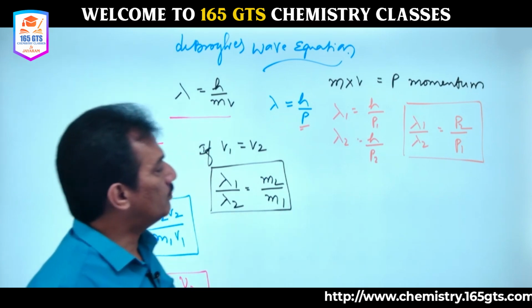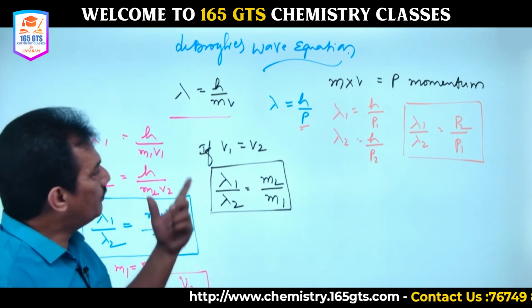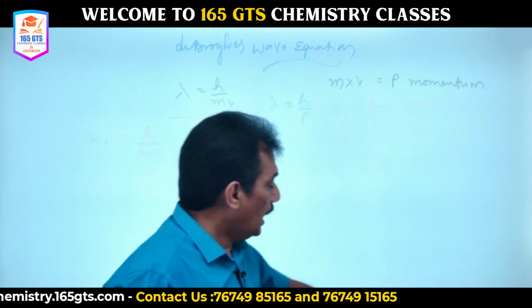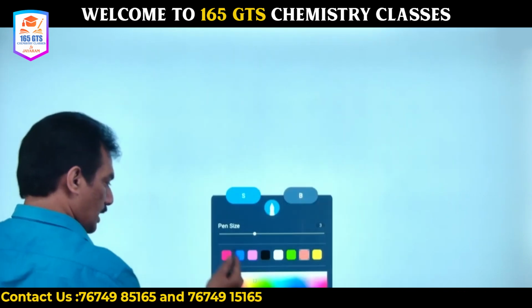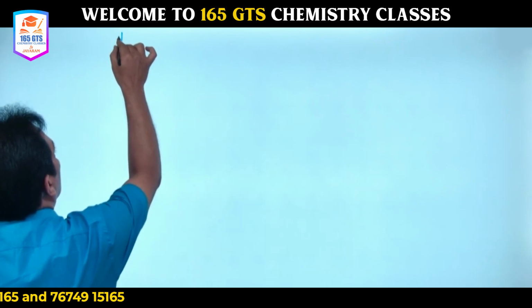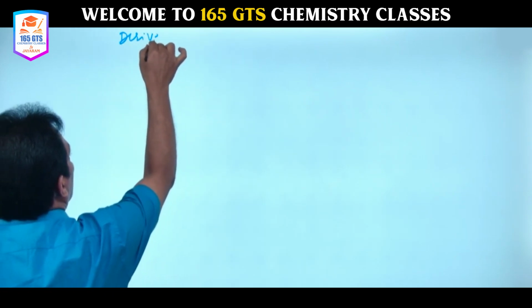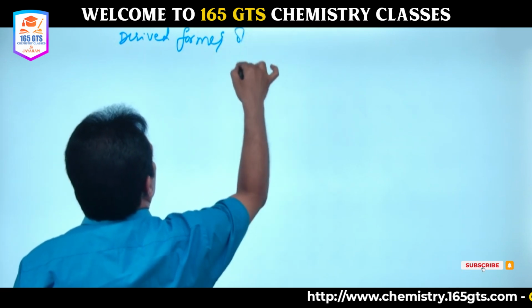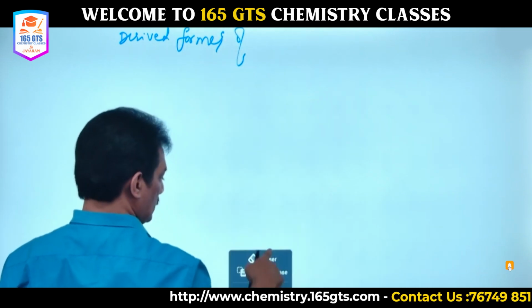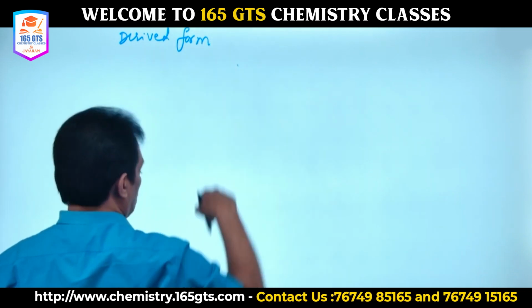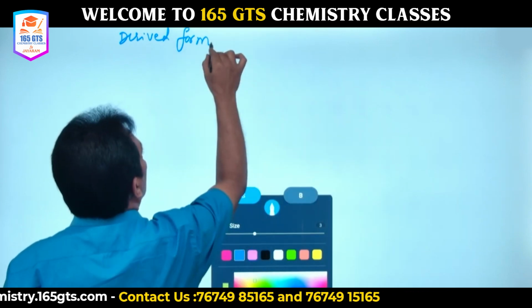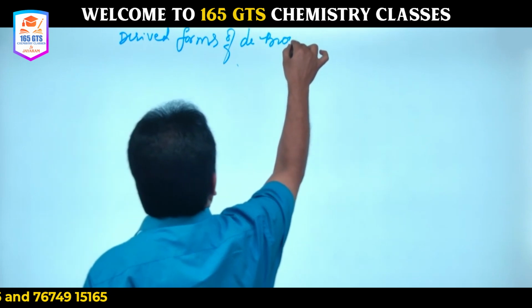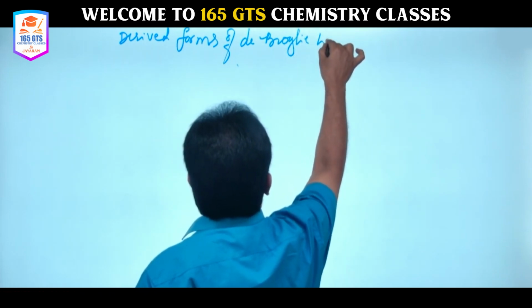Now the other derived forms of lambda is equal to h by mv are there. Let us derive that one. Derived forms of the de Broglie wave equation.